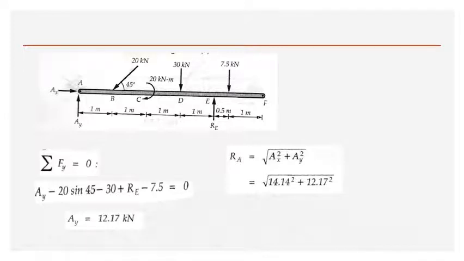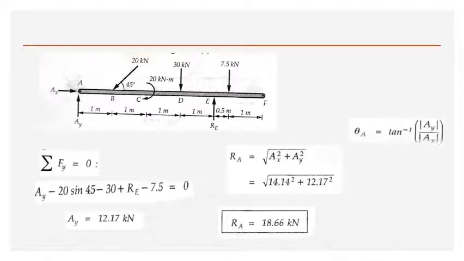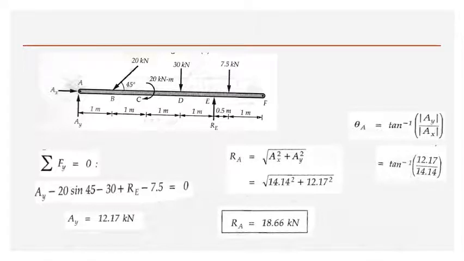So the next step is combining Ay and Ax. RA is equal to under the root of Ax square plus Ay square. Substitute the value of Ax and Ay. We get RA as 18.66 kilonewton. Next is finding the angle of inclination of RA. Theta A is equal to tan inverse Ay by Ax. So substitute Ay and Ax value. We get theta as 40.72. Okay. This is how we solve the overhanging beam also.